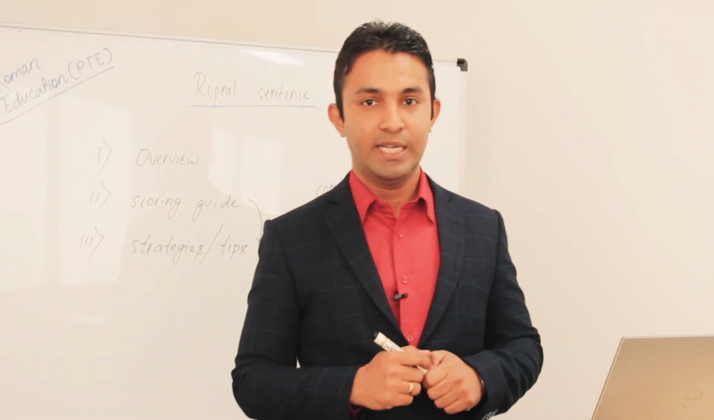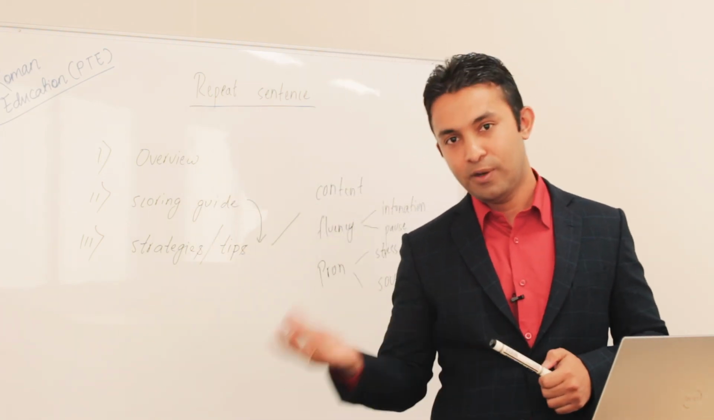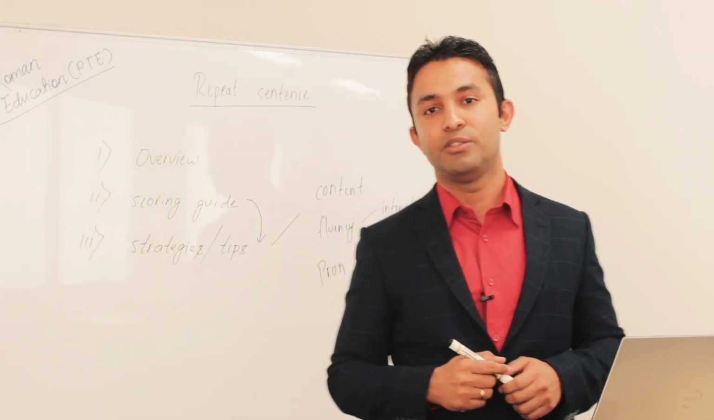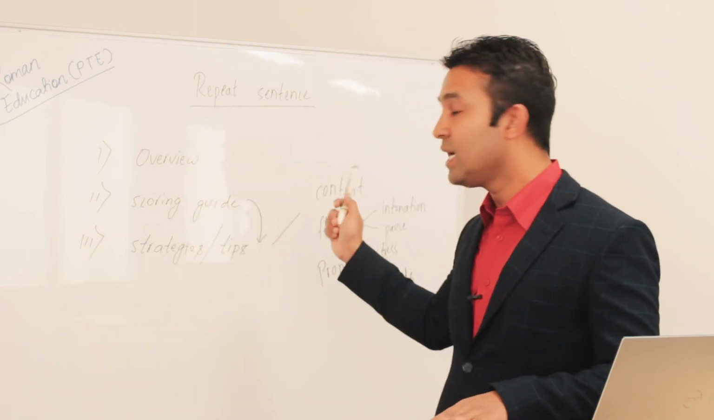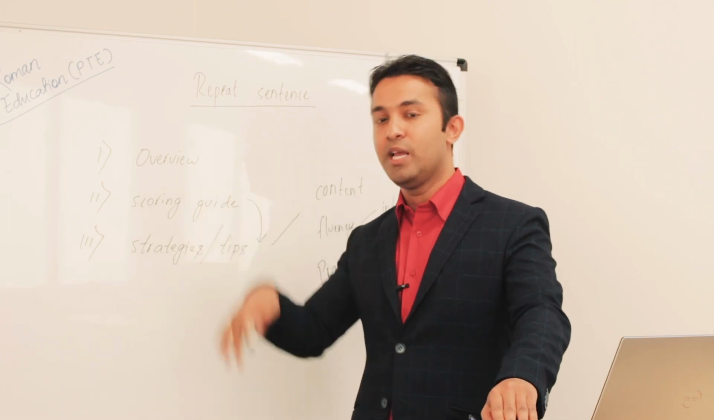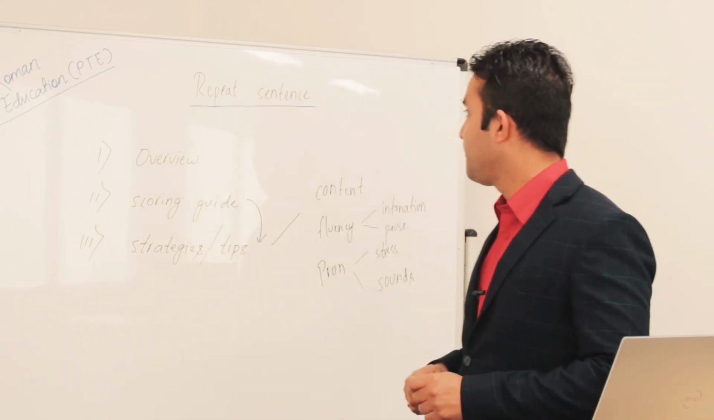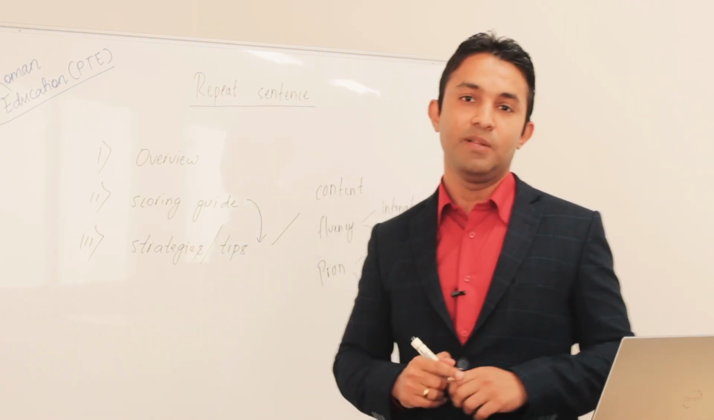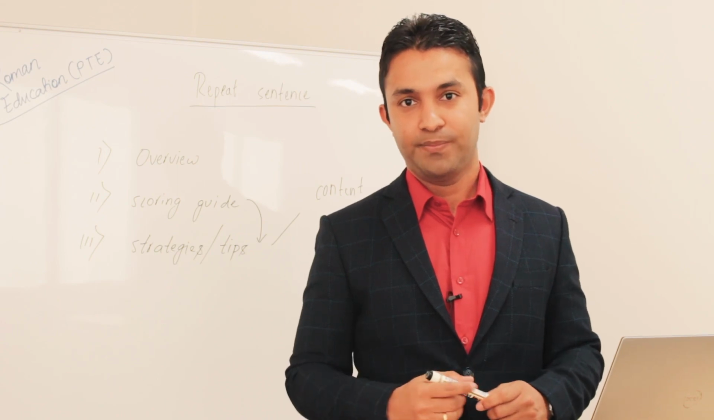So let's begin with the overview of repeat sentence. There are 5 different item types in speaking. It starts with read aloud, followed by repeat sentence, and then describe image, retell lecture, and answer short questions. So this is the second item type you get in your exam. This item involves listening and speaking. Once you finish listening, you have to speak.